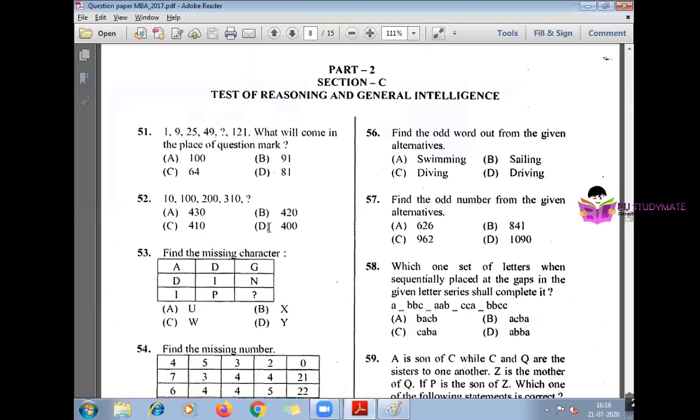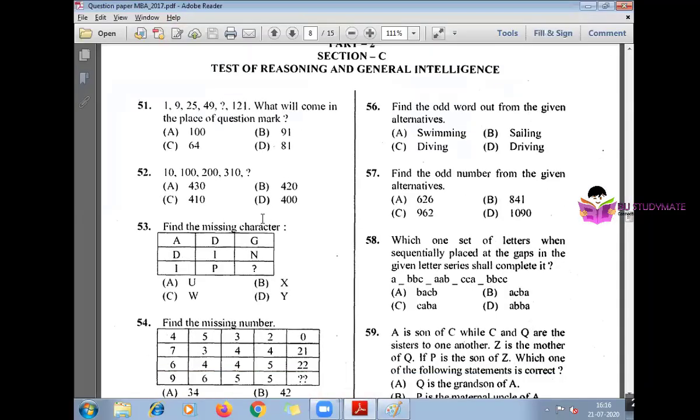Okay. Question number 52. 10, 100, 200, 310, and there is a blank. So can anybody guess this? What will be the next number?